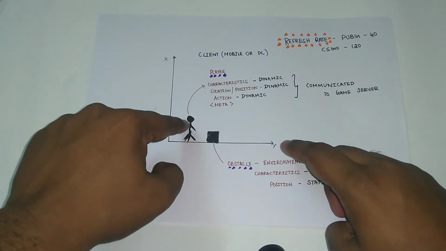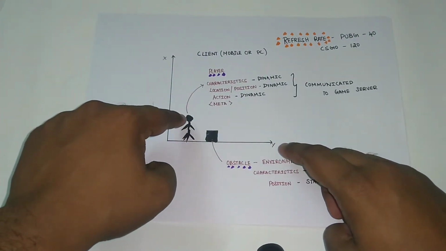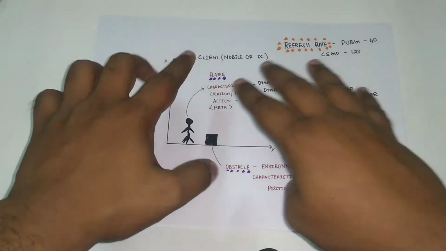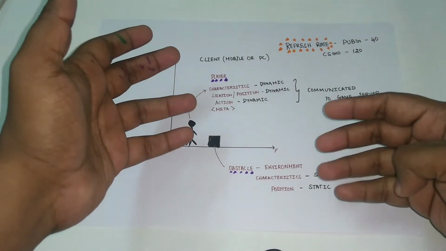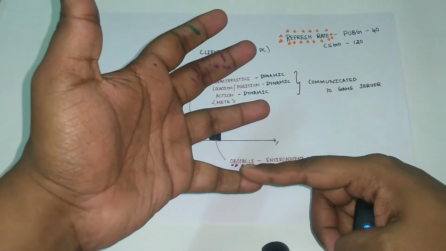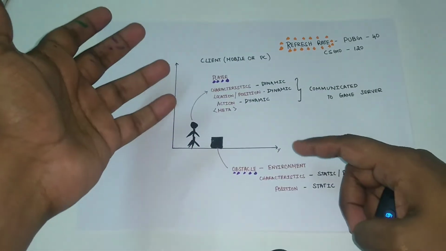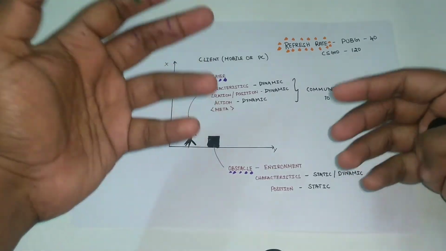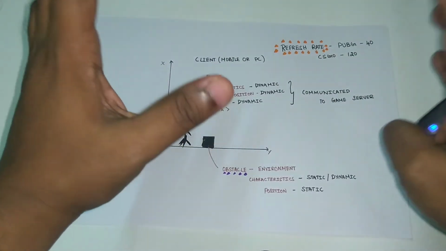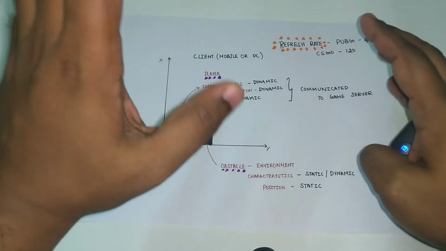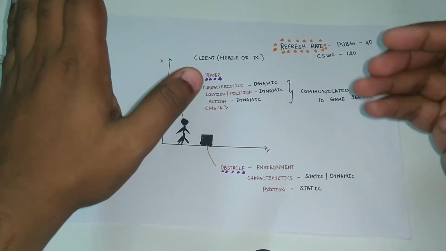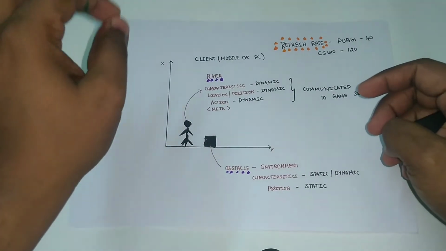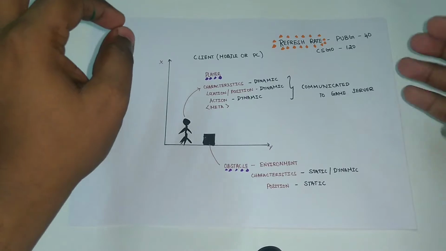As you can see, you're the player. The player has dynamic data, like characteristics of the player, how the player looks, what kind of helmet or armor or vest he wears, and what action he performs, like jumping, moving in a particular direction, and the location position of the player in a particular map. For example, if you are playing in Erangel and you are in Pochinki, that particular location will be communicated to the server.